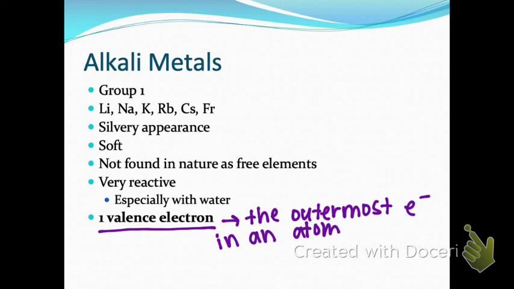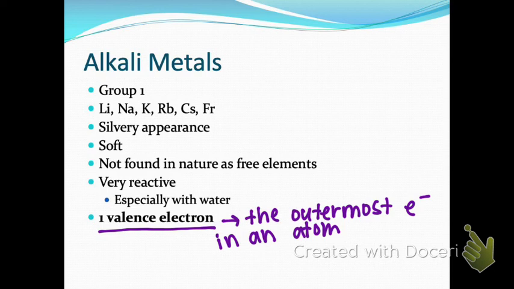All right, so let's think about this. How many electrons do atoms like to have in their outer shell? Do you know how many they like to have in their outermost shell? 8. They like to have 8. They want their outer shell to be full, and their outer shells can hold 8 electrons.